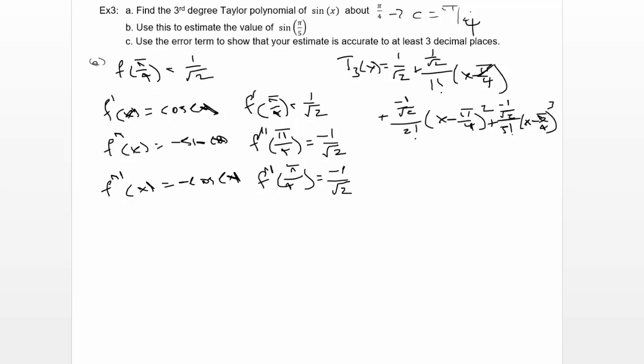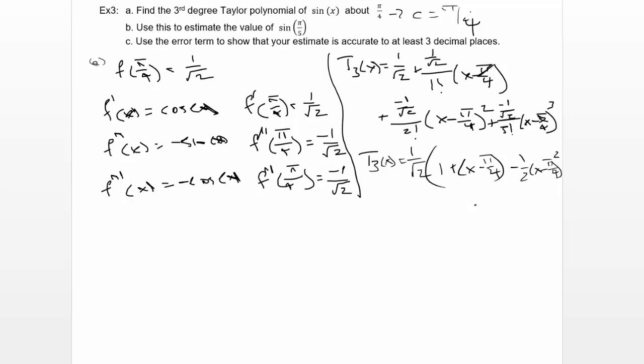Each term has this 1 over root 2. I'll factor out the 1 over root 2 to make this a little bit easier to read. 1 over root 2 times 1 plus 1 over 1, or just x minus pi over 4, minus 1 over 2 factorial, or minus 1/2, x minus pi over 4 squared, minus 1 over 3 factorial, x minus pi over 4 to the third power. Ideally, you could write this on one line, but I was kind of cramped for space.